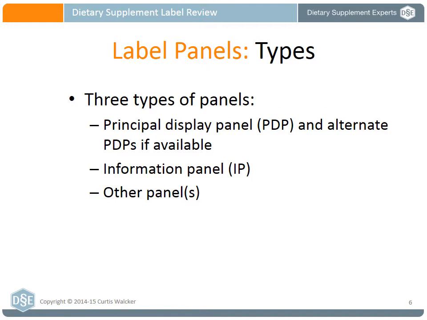To begin, we first need to make sure that we know a bit about label anatomy, at least for the different types of label panels. This is important because some of these statements that we will learn about have certain label panel placement requirements. There are three types of label panels that we'll need to be familiar with: principal display panels and alternate principal display panels if they're available, information panels, and other panels.